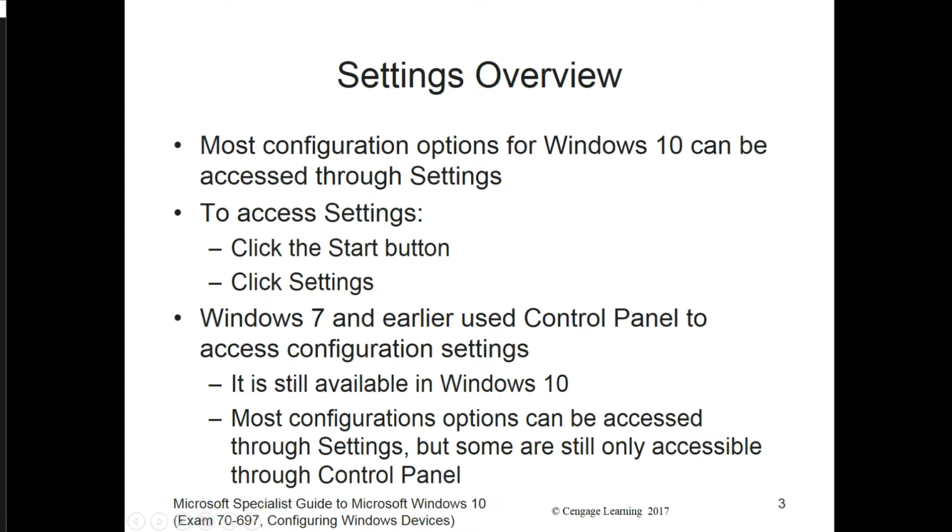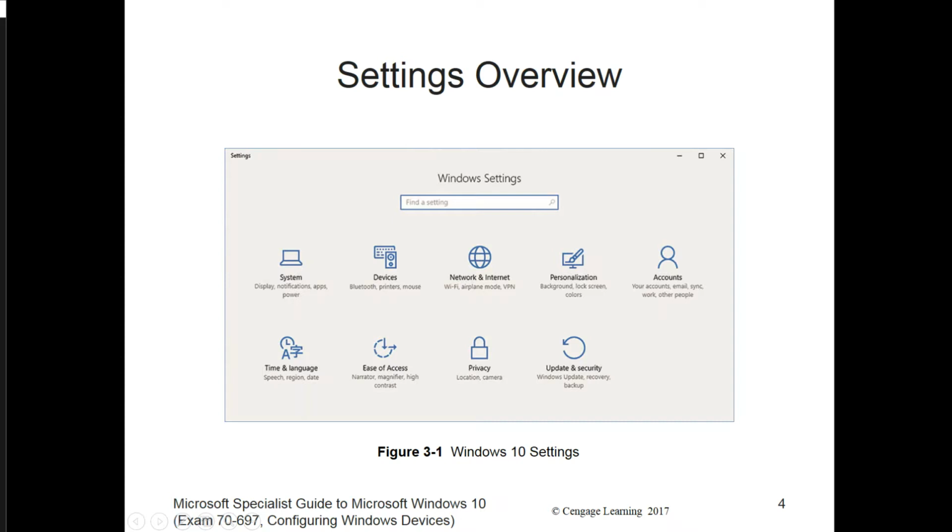All right. So the settings overview, here's what we've got to deal with on the settings itself, Windows settings. We've got the system, devices, network and internet, personalization, accounts, time and language, ease of access, privacy, and update and security. Now this is like a one-stop shop when it comes to the different settings or configurations within Windows 10. When I say configurations, I mean ways to personalize or set up your Windows 10 for a specific user or group or a specific use. Okay. So the system.